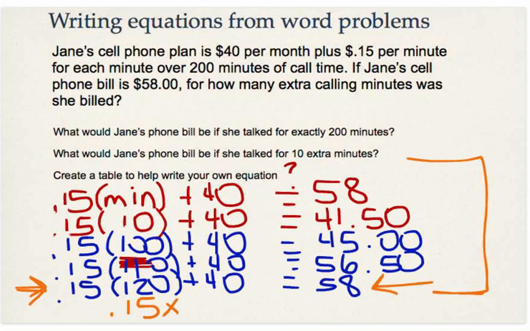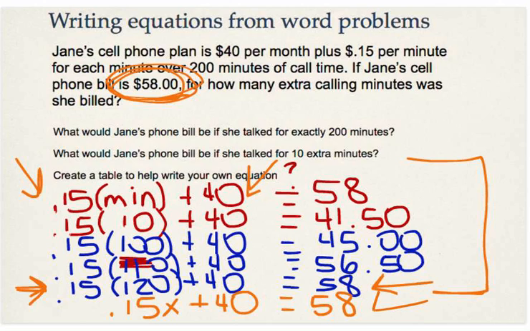Now the 40, each time we always added 40. So I continue to add the 40. And we know that the problem stated their bill should equal $58. So I want it to equal $58. So the equation for this word problem is 0.15x plus 40 equals 58. Look at your table and write this equation underneath your table. Hopefully you were able to see the same consistencies, the 15 cents, the $40, and the total equaling 58. Make sure you have this equation written in your notes.